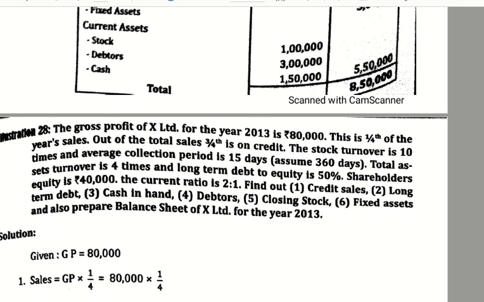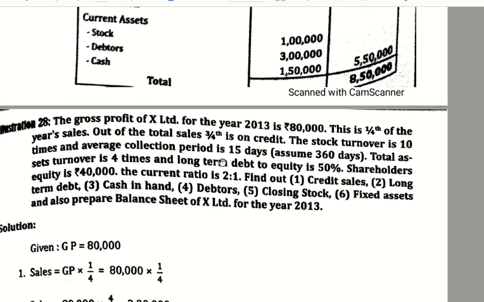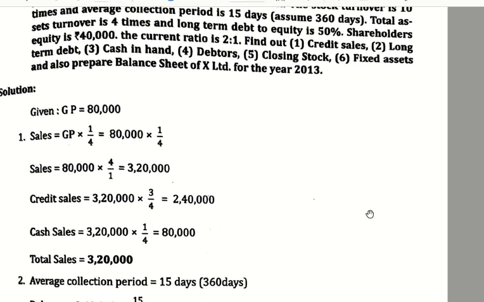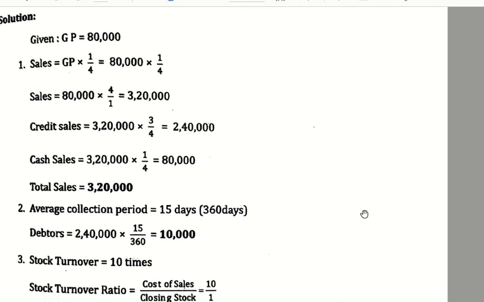So our last question: the gross profit of X Limited for the year 2013 is 80,000. This is 1/4 of the year's sales. Out of the total sales, 3/4 is on credit. The stock turnover is 10 times and average collection period is 15 days, assuming 360 days, not 365 days. So we are assuming in this question the days in a year to be 360 days. Total assets turnover is 4 times and long-term debts to equity is 50%. Shareholders equity is 40,000. The current ratio is 2:1. They are telling us to find out credit sales, long-term debts, cash in hand, debtors, closing stock and fixed assets, and also prepare the balance sheet of X Limited for the year 2013.